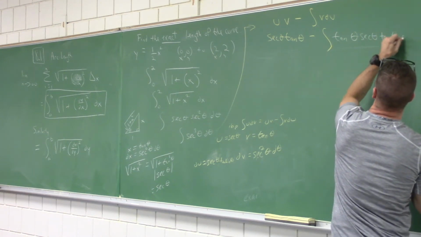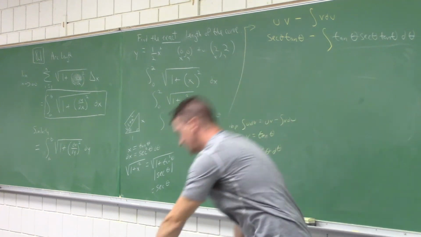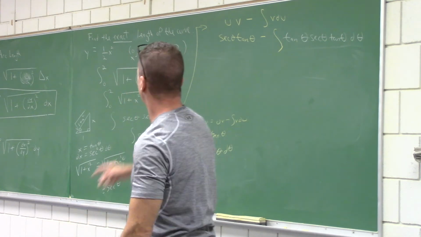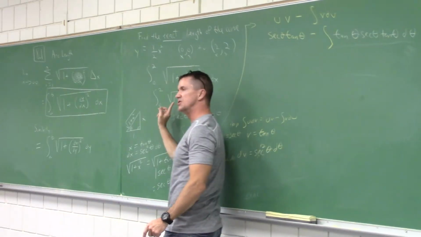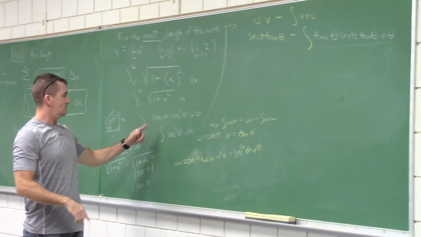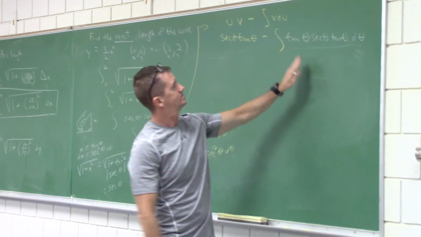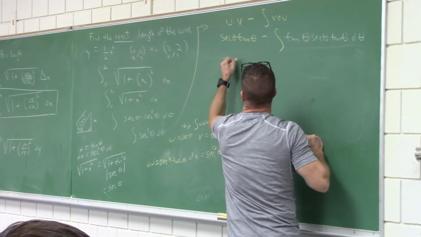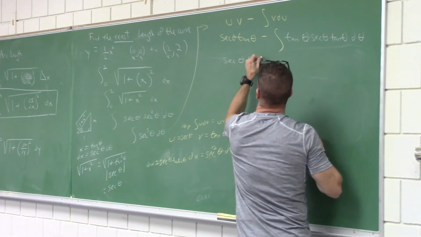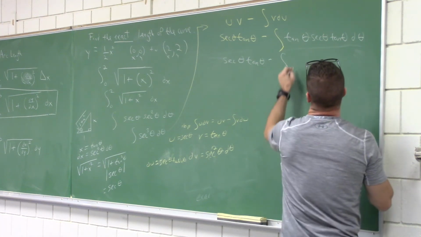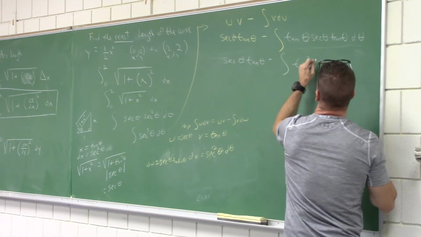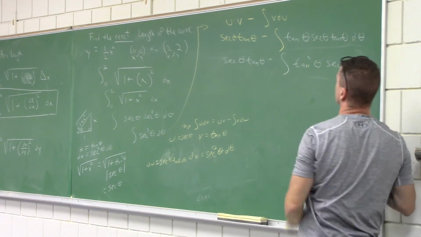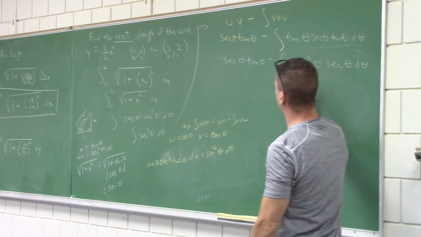I know this problem is funny, because when we get to here it makes us want to lose patience. We're almost there, almost done. It started out like it didn't look like it was going to be too bad. We've gone a ways, and we're getting closer. I'm going to rewrite this: secant theta tan theta minus the integral of tan squared theta times secant theta d theta. Hey, at least that's better than that.